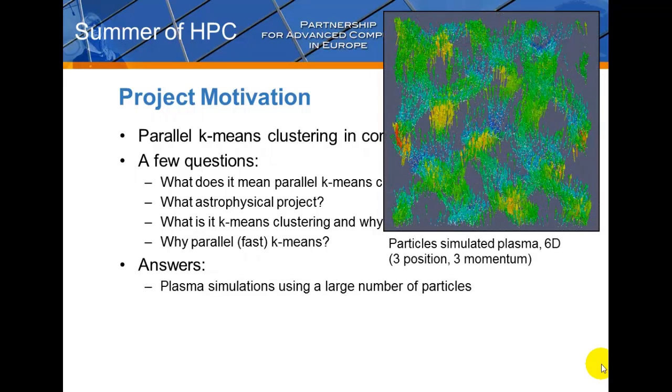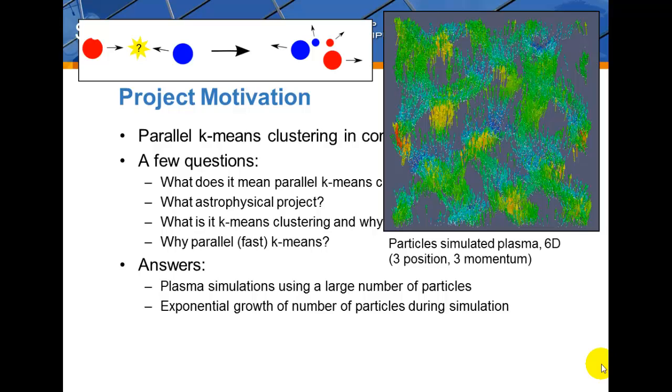The project is connected with astrophysical plasma simulation, where a large number of particles is used to simulate plasma behavior. You can see a figure which shows particle-simulated plasma, and the particles are in 6 dimensions: 3 position coordinates and 3 momentum coordinates. During plasma simulation, the number of particles increases exponentially in consequence of particle collisions, where new particles with smaller mass are created. And this growth of particles leads to overflow in memory consumption.